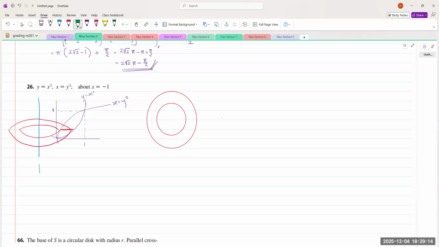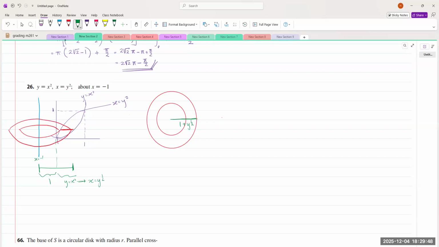Okay, this is the bigger radius here, from here to here. Notice that because this is x equals -1, the distance here is 1, plus the distance here will be y equals x squared. But we will integrate with respect to y, so I need to rewrite that as x equals y to the 1/2. So the bigger radius here will be 1 plus y to the 1/2.